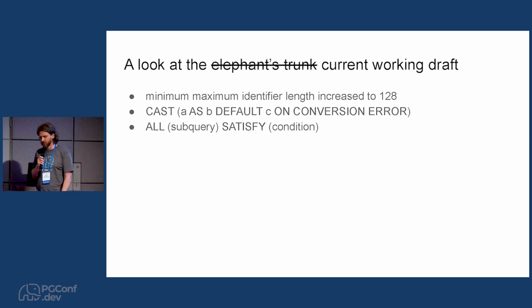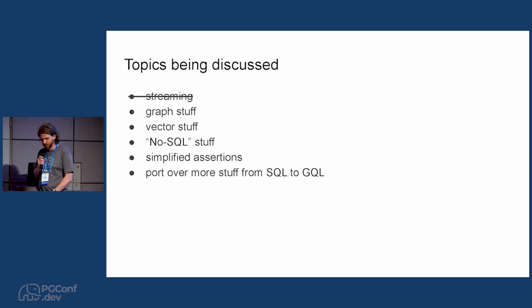The other thing that's new is this functionality to add defaults to the cast operator if you have errors. That's something that was actually driven out of the discussions we had in the Postgres community. So that's in the working draft now, and maybe we should implement that. And then the last one is a thing that can support simpler assertions. Can't go into the details of that.